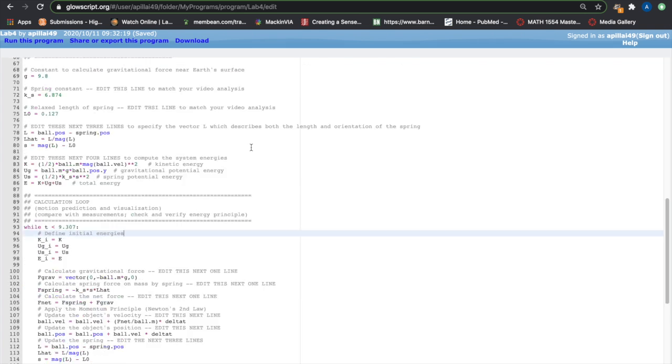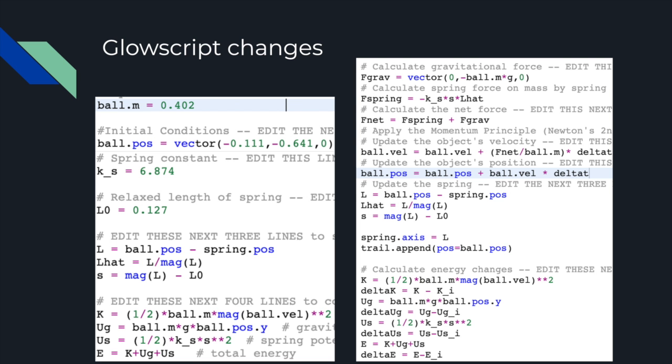So this is the code that we used for Lab 4. Some of the changes we made in GlowScript include setting the mass of the ball, setting the initial position, the spring constant, relaxed length, and the equations to calculate the length, direction, and displacement of the spring, as well as the kinetic energy, gravitational potential energy, spring potential, and overall energies.